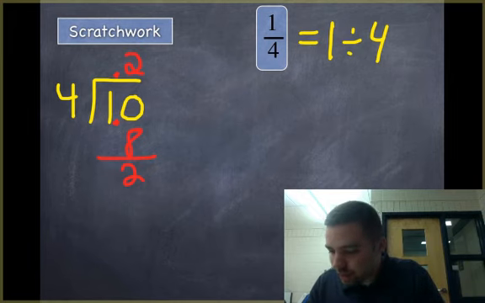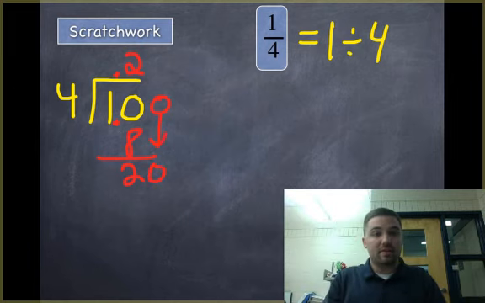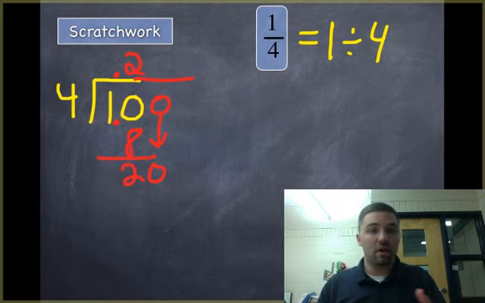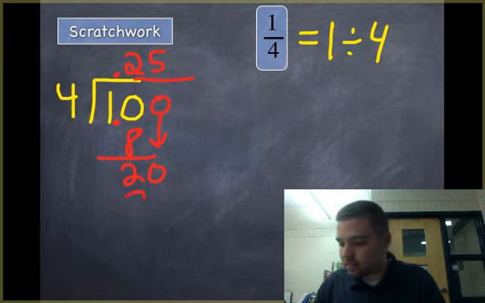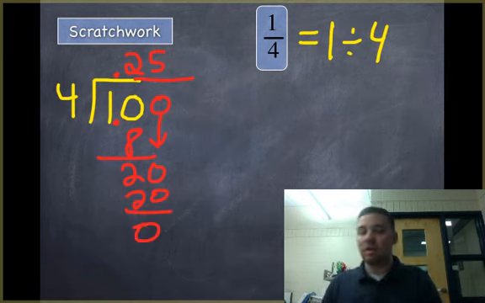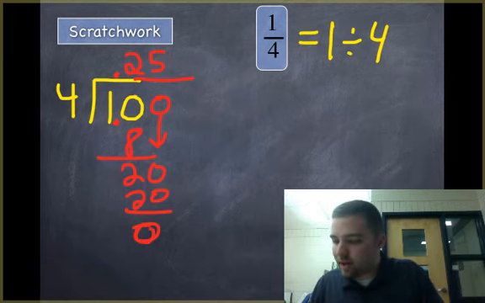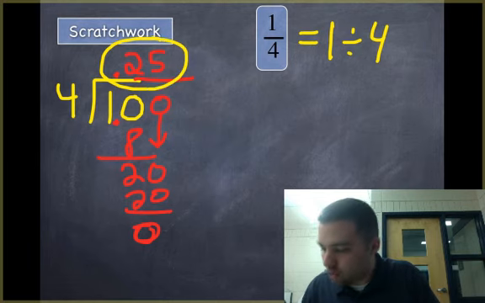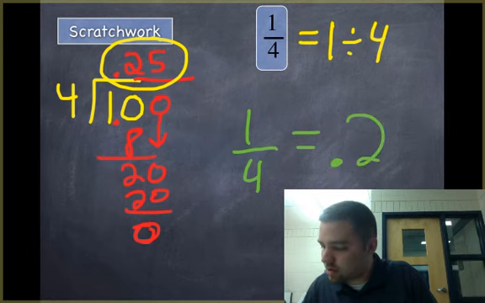Okay, I'm going to add another one because I can. I'm going to drag that 0 down, and then I'm going to ask myself the same question. How many times does 4 go into 20? 5 times. 5 times 4 is 20. Subtract 0. Winner. Okay, so I've got down to 0, and the number that I have on top of my division here is 0.25. So here's what I can say. 1 divided by 4 is actually equal to 0.25.